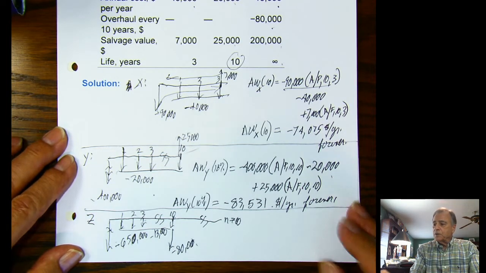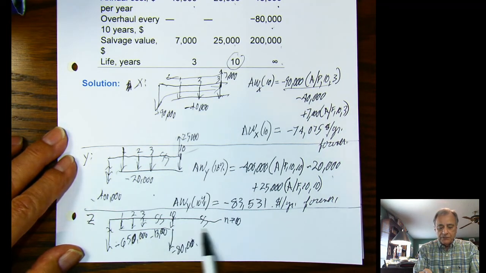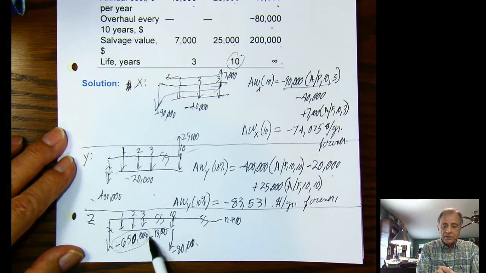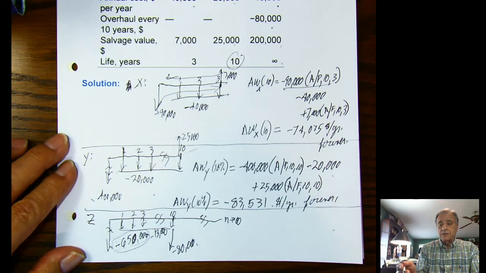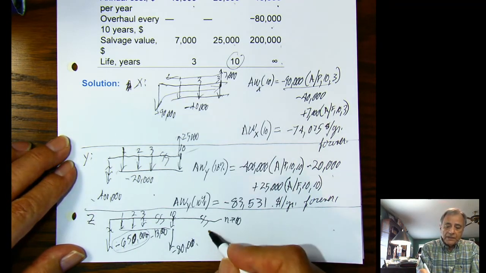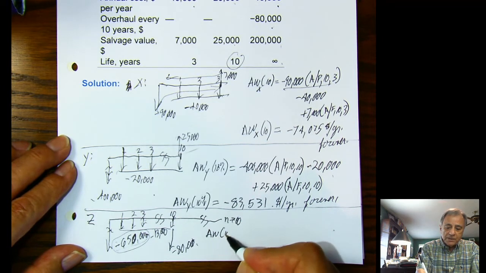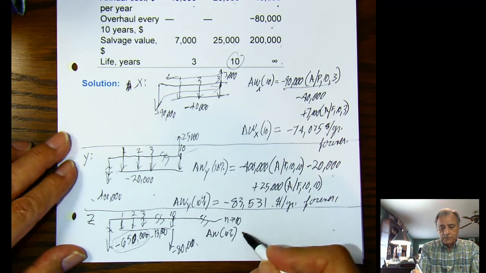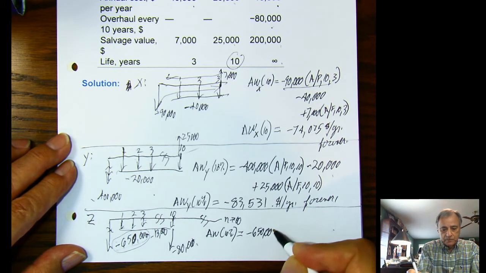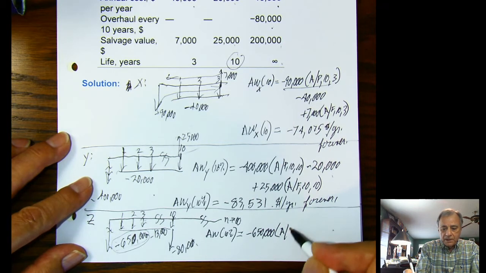But let's look at all of what we have here. We have this 650,000 that we're going to spread over an infinite time frame, and we know how to do that. That's just going to be multiplying it times i. Okay. So the annual worth at 10% will be equal to minus 650,000, A given P, 10% for infinity.